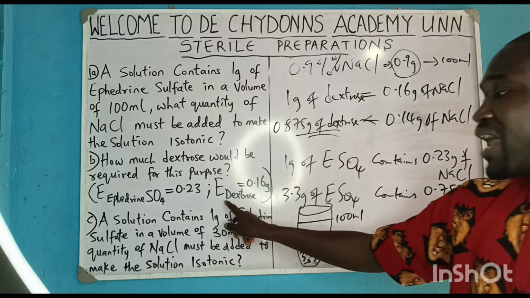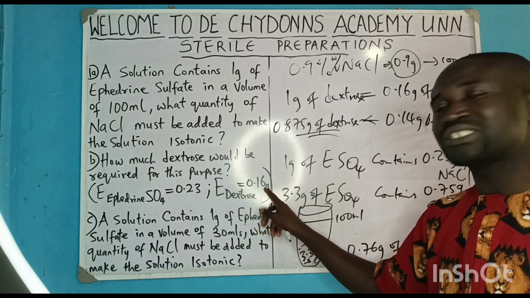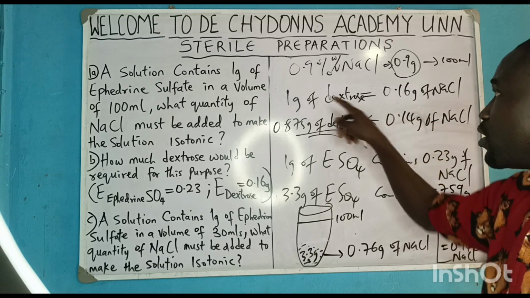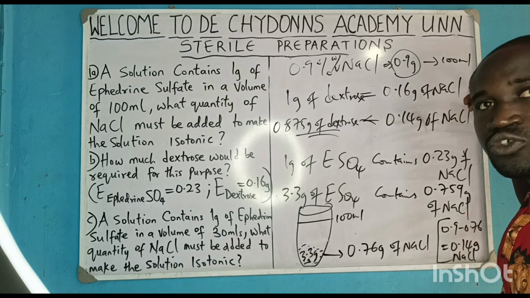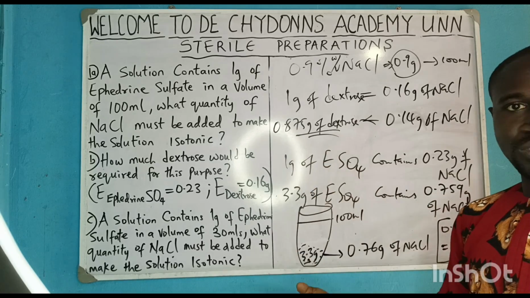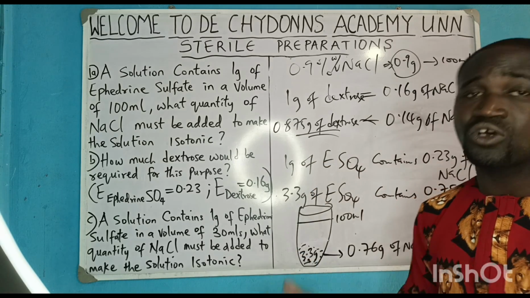But if they give you any other thing like boric acid, they will give you its sodium chloride equivalent, and so you follow the same procedure. 1 gram of boric acid contains also sodium chloride. This sodium chloride will contain how many boric acid? You use it. If they give you potassium nitrate, you also do like that.